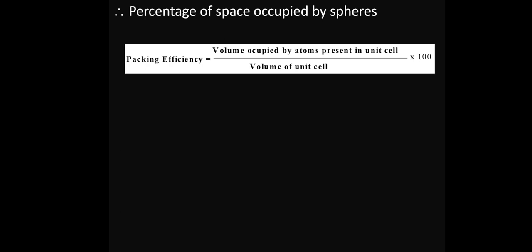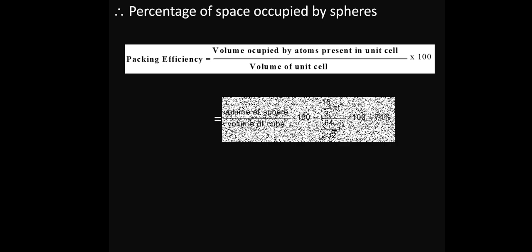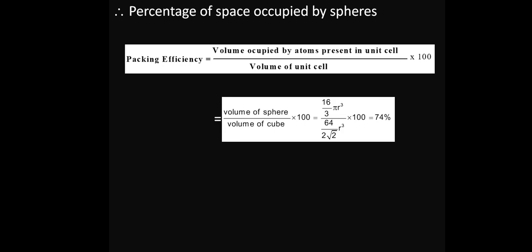Remember that how much the atoms occupy in the unit cell divided by the total given volume of the unit cell is the packing fraction, which if we multiply by 100, the percentage we get is the packing efficiency. So if we put the values, the volume of the atoms present in the unit cell, that is the volume of the spheres, divided by the volume of the cube, which means the volume of the unit cell, multiplied by 100. The volume of the spheres will be 16 by 3 pi r cube, and the volume of the cube will be 64 by 2 root 2 r cube, into 100.